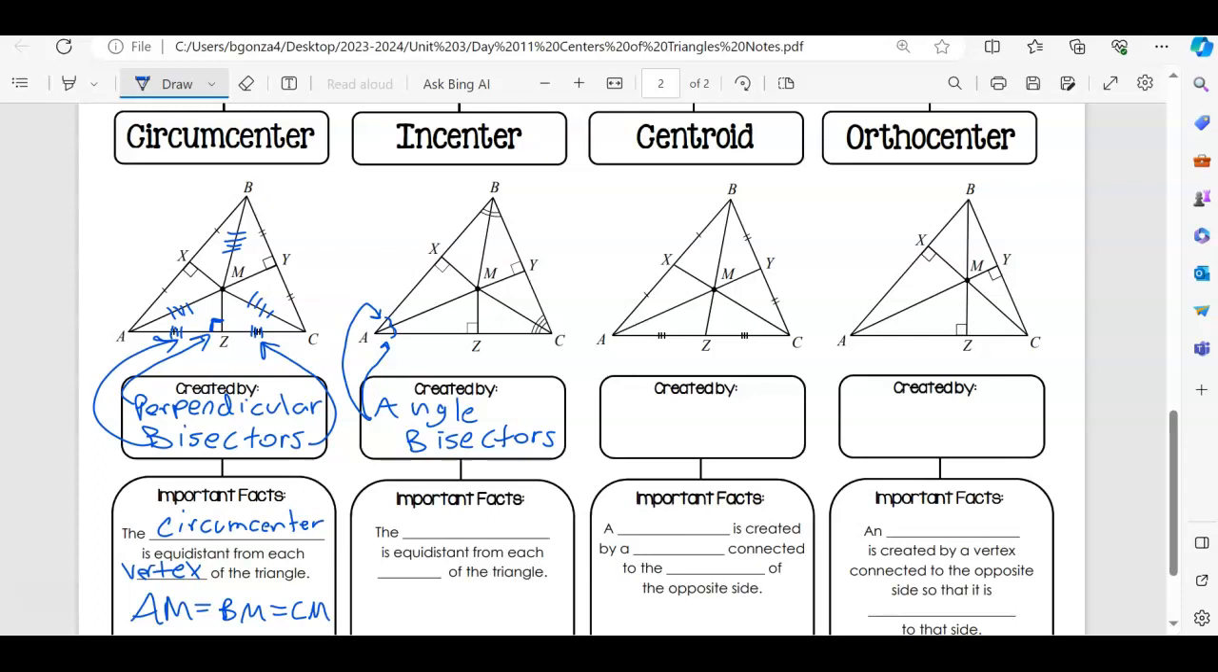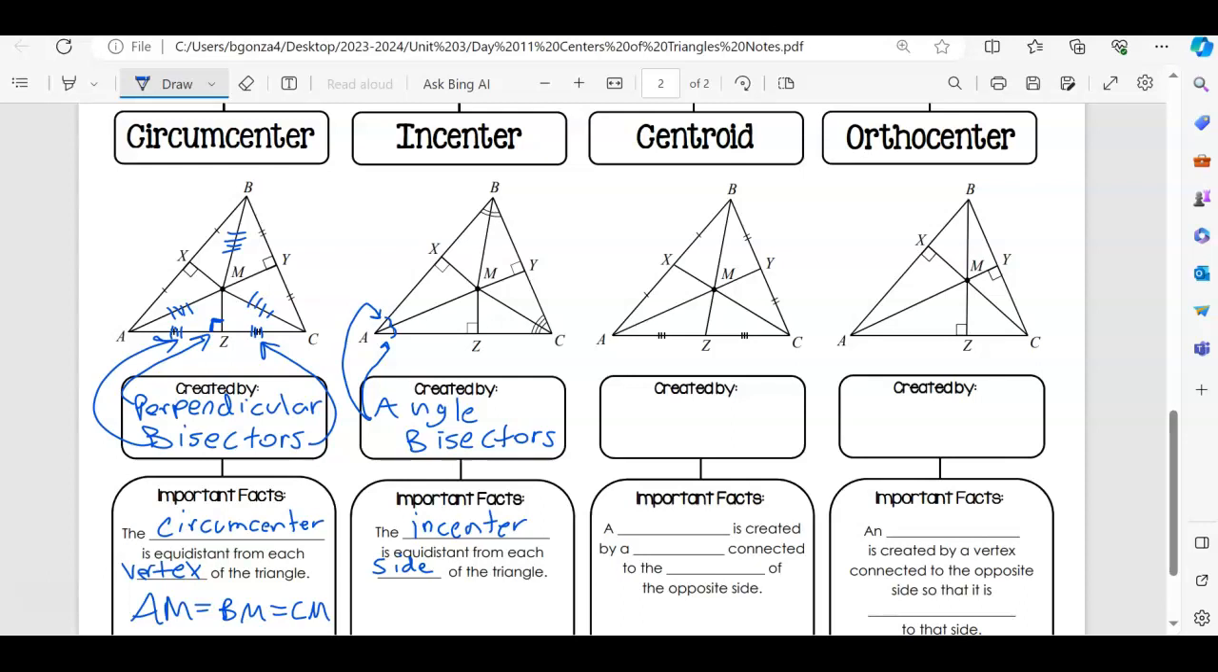Now at the bottom, this is very important. The incenter is equal distance from each side. So see, my incenter is M to each side. So MZ, MX, and MY, each of those distances are going to be the same.